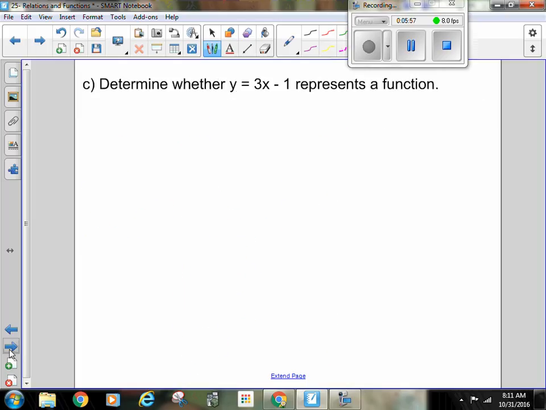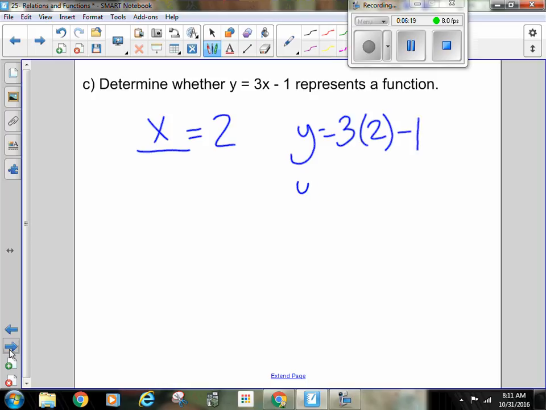All right, determine whether y equals 3x minus 1 represents a function. So remember, everything we put in for x is only going to get us one thing back for y. So let's just pick any random number to plug in for x. So let's try x equals 2. Okay, so y equals 3 times 2 minus 1. So we get y equals, order of operations says we do multiplication first, y equals 5. And here, we can only get 5. So, yes, function, because we don't get two values.